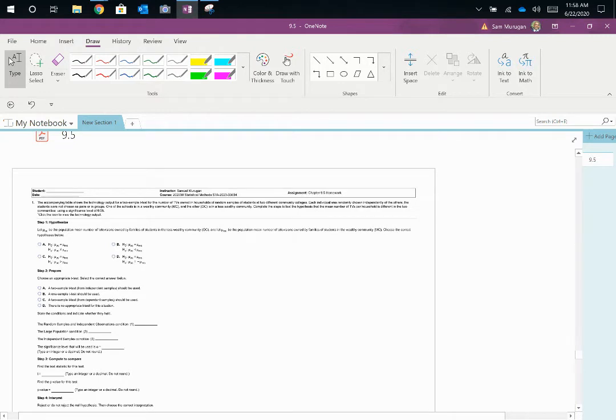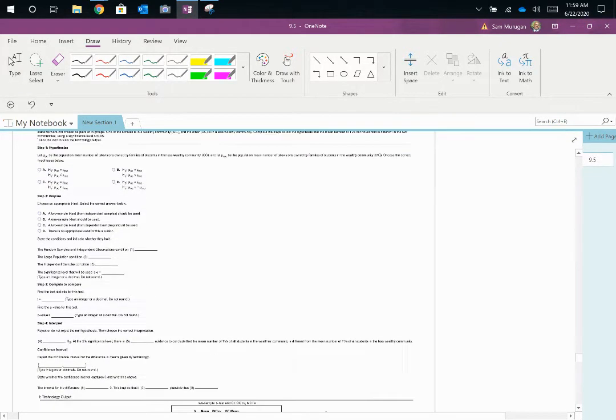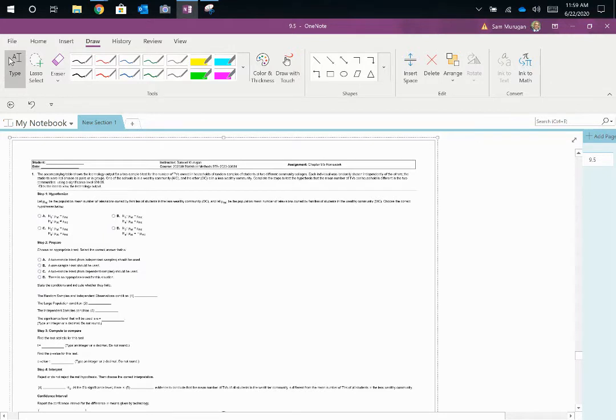The accompanying table shows the technology output for a two-sample t-test. This is the table below here. It covers the number of TVs owned in households of a random sample of students at two different community colleges. Each individual was randomly chosen independently. I want you to see that this is making the claim for normal, and the conditions are met already.